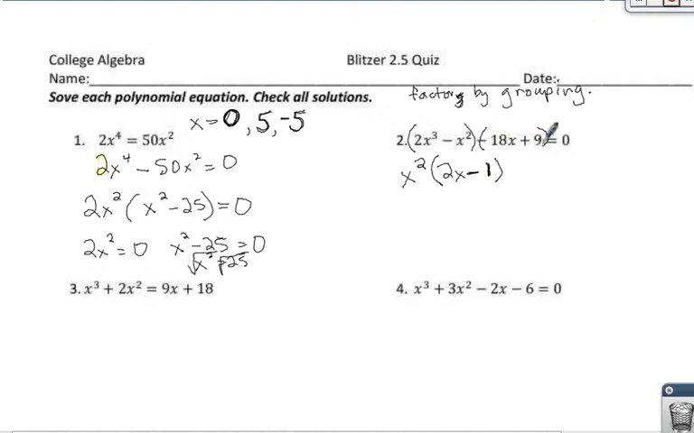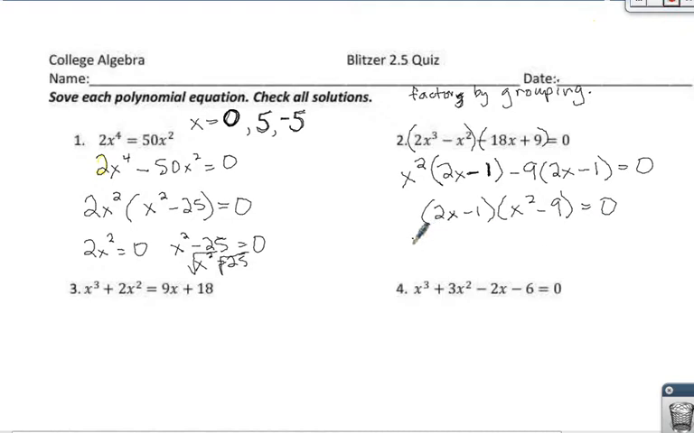And negative 18x and positive 9 both have a negative 9 in common, leaving us with a 2x and once again a minus 1. So that negative 9 times negative 1 gives you a positive 9, exactly what you started with. So now we have another common factor. Both of these terms have a 2x minus 1 in common. So we factor that out, and that leaves us with an x squared minus 9 left over.